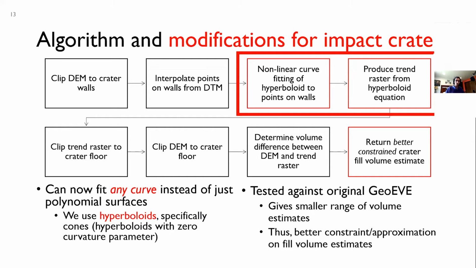Now, testing this modification, using hyperboloids instead of polynomial surfaces gives a tighter distribution of volume estimates. So it's a better constraint or approximation of fill volume estimates of the melt ponds in these simple impact craters.